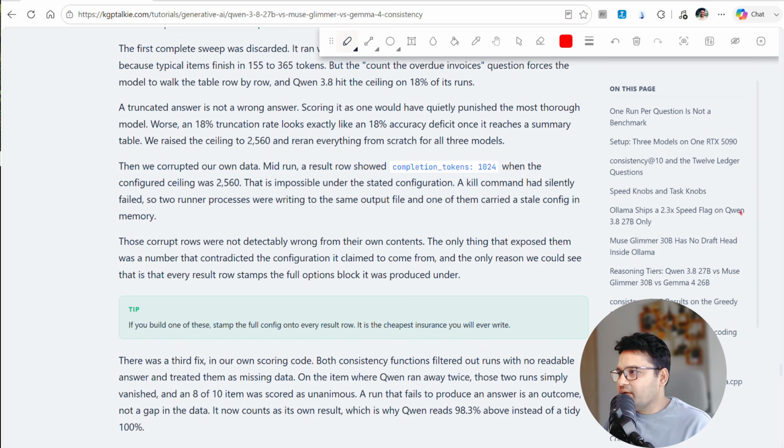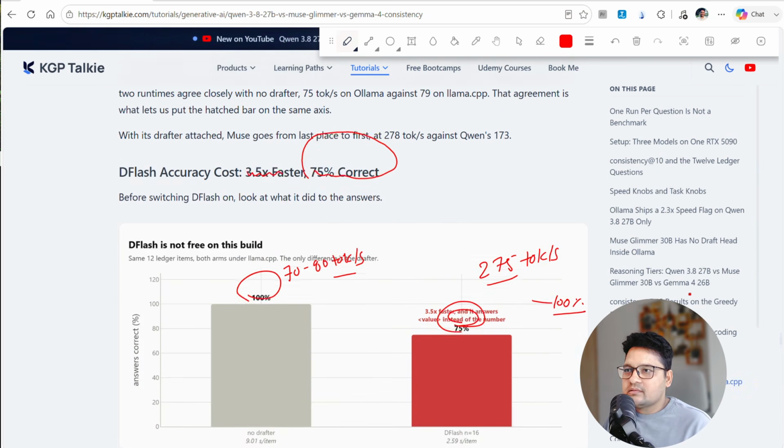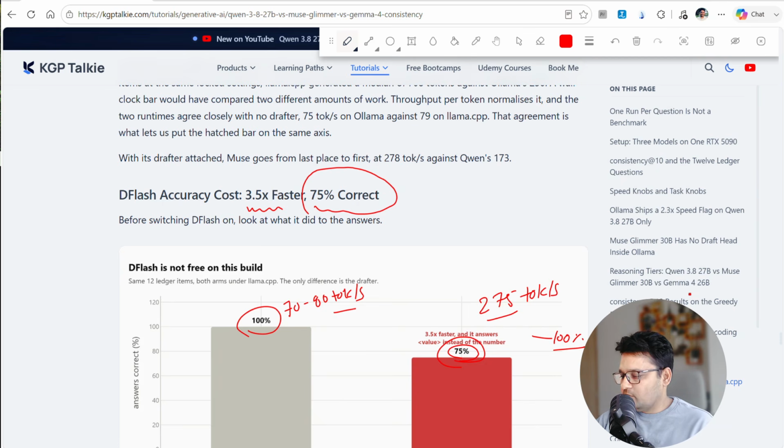All right everyone, so this is all about this lesson, and I hope you really enjoyed it. We have really deep dived into the Qwen 3.8, Meta's Muse Glimmer model and Gemma 4. We saw its speed and overall the consistency and other stuff.